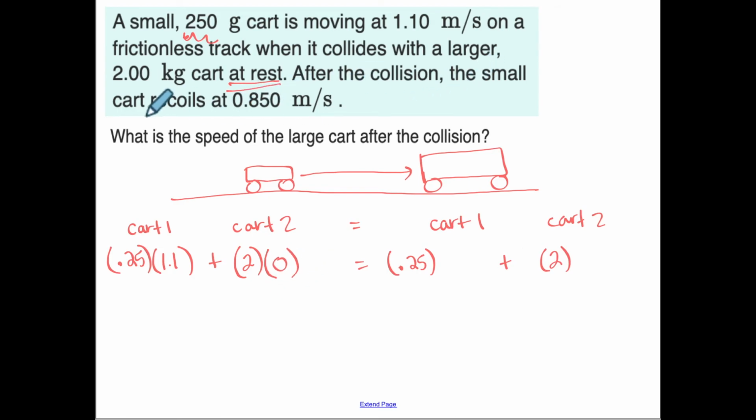After the collision, the small cart recoils. Recoils means that after it hits, it's actually going to move backwards. So this 0.850 meters per second needs to go in as a negative. And then we want to solve for the velocity of the bigger cart afterwards.